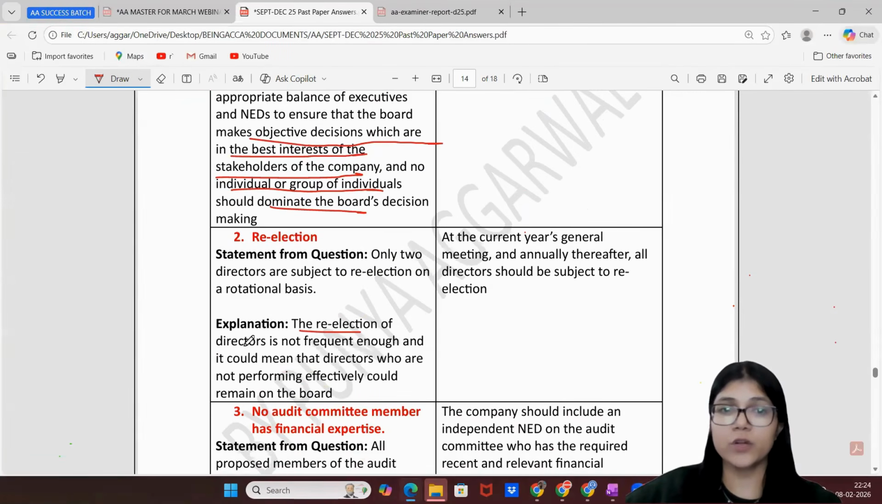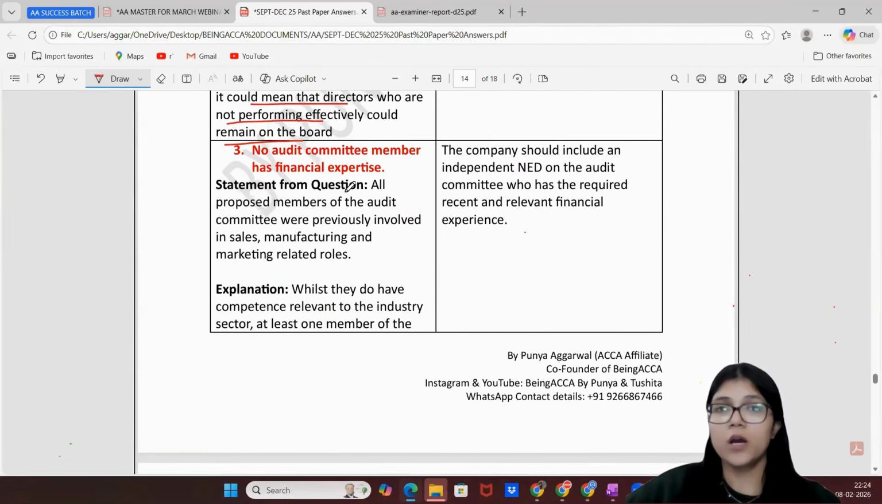So the re-election of directors is not frequent enough, and it could mean directors who are not performing effectively could remain on the board. At the current general meeting, and annually thereafter, all directors should be subject to re-election. And then I have the answer for your financial expertise thing that we have discussed. All right.